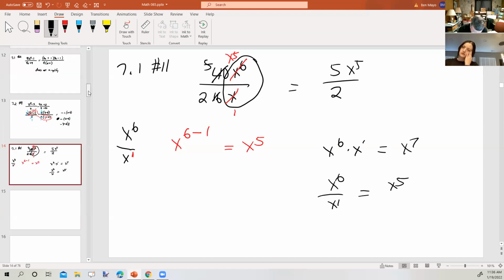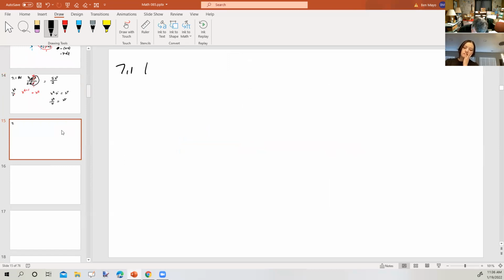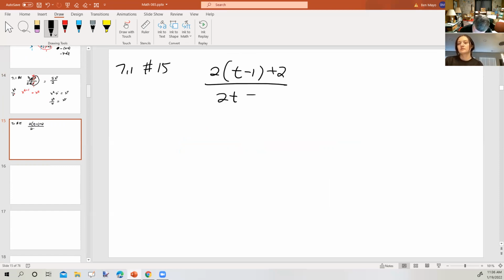Okay, this is also from 7.1, number 15. It says, simplify, assume that the denominator is not 0. 2 times the quantity, t minus 1, plus 2, over 2t plus 2. So we need to multiply the numerator out, get it all distributed and combine like terms and everything, and then try and factor the whole thing.